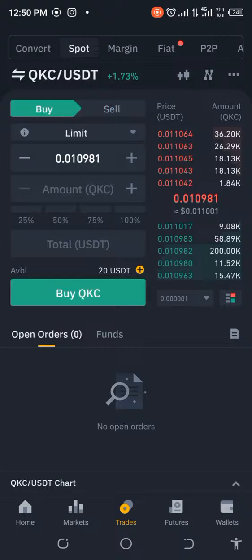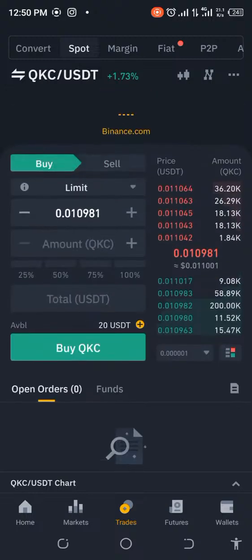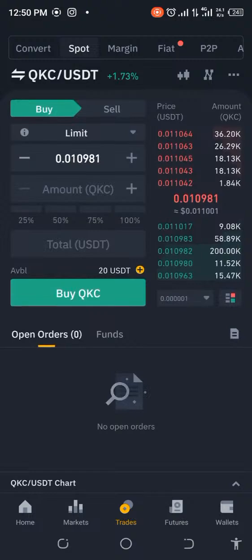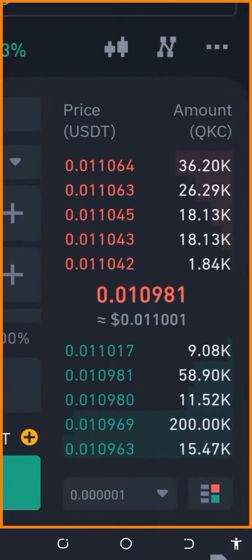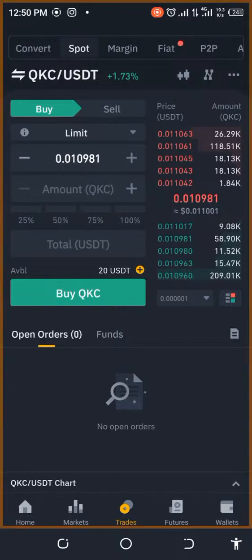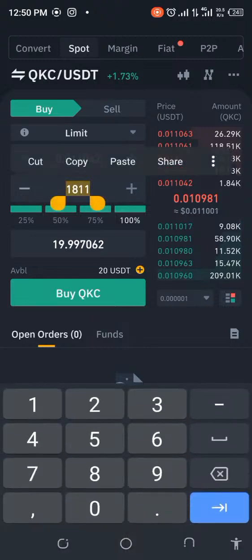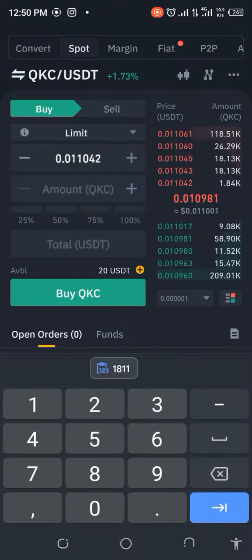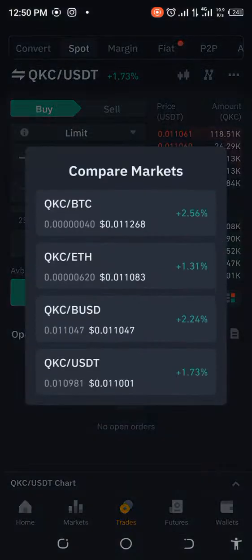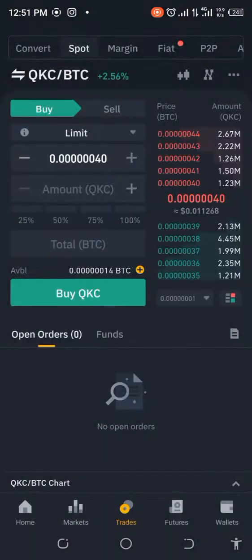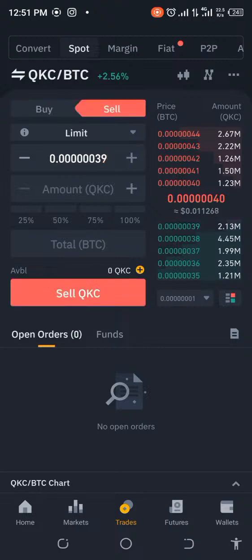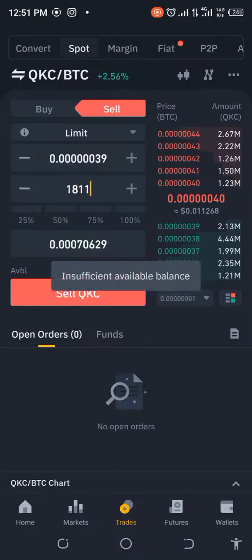So what are we going to do here? QKC USDT. Let me reload that again, okay, and see. I'm just going to use all the market order prices. I'm just going to pick my first red here, put the 100%, pick out the 1811. I'll also go to BTC side of things and pick out the first green, because don't forget I want to sell. So I'm going to pick out the first green, which is 39, and I'm going to put all my QKC there. What do I get?